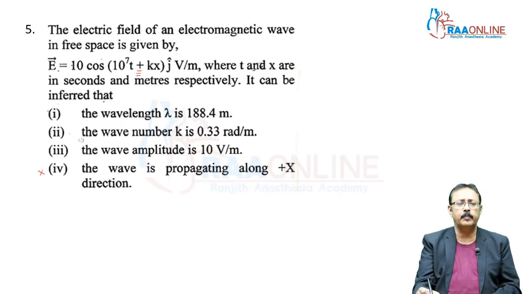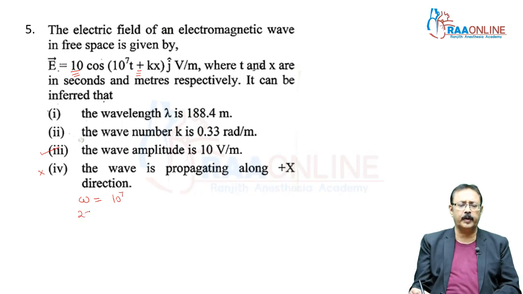It is amplitude. Amplitude is given 10 volt per meter. So it means third option is correct. If you want to check another option, we can check. In place of k, no number is there. So for wavelength, first we will go with this t, omega. In place of omega, we are observing 10 to the power 7.